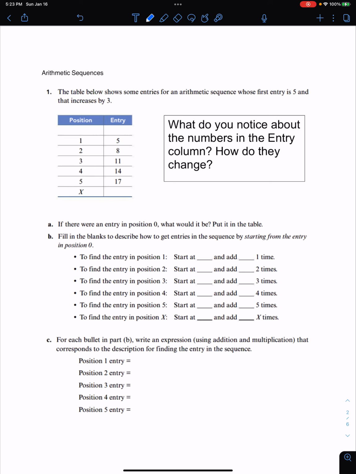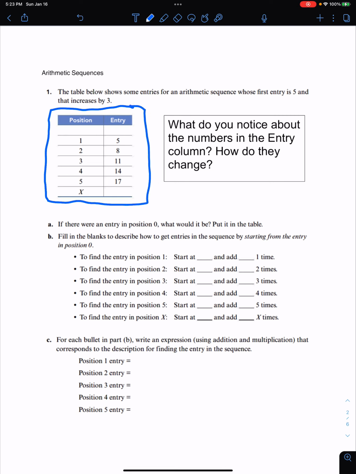Let's talk about some sequences with numbers. There are two basic kinds of sequences that we're going to talk about in this course. The first one is called an arithmetic sequence, and you might see the word arithmetic in the title of this kind of sequence, and that's because we're going to be doing some arithmetic. But first, before we get there, I want you to look at this table that I've got right here.